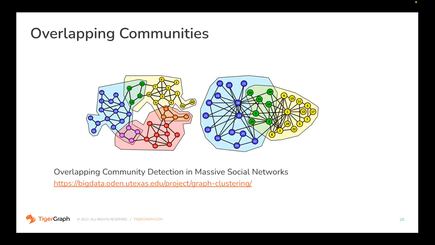And this is just to illustrate the concept of overlapping communities. You can imagine if these are discussion groups, you may participate in more than one discussion group. So you're going to belong to more than one community. This is a generalization or an upgrade of some of the more basic algorithms, which say you can only belong to one community. And you can see how this has some real world value.